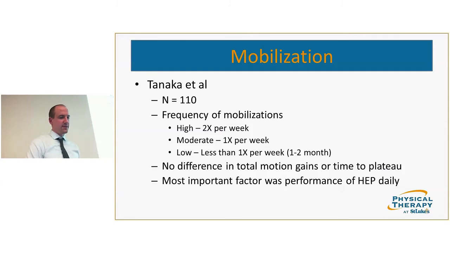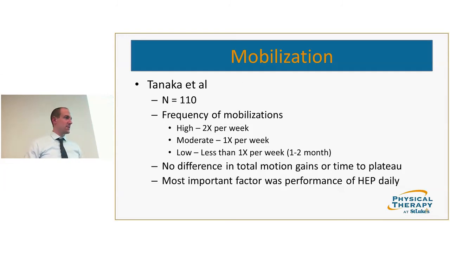The final one is going to be the study we looked at. There's 110 patients. They wanted to check what frequency is best for adhesive capsulitis. Are you going to do 2 times a week? 1 time a week? Less than 1? They actually went with 1 to 2 times a month of doing glenohumeral mobilizations.